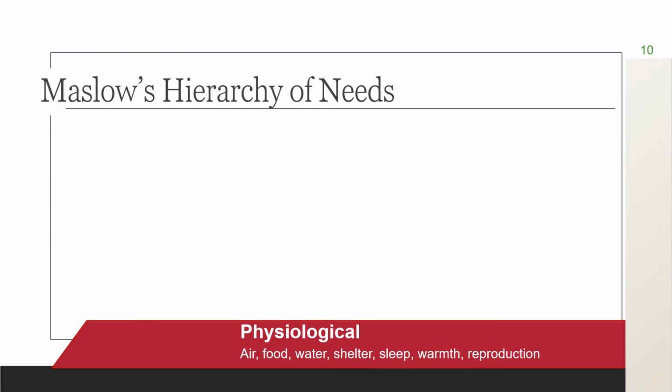At the base of the pyramid come our most basic needs, the physiological needs of the body. This includes our need to breathe, eat, drink, have shelter, sleep, regulate our body temperature, and reproduce. And when these needs are not fulfilled, we tend to become preoccupied with them. It's difficult to think about the higher levels of the hierarchy if we have gone without food or water or sleep for a long period of time.